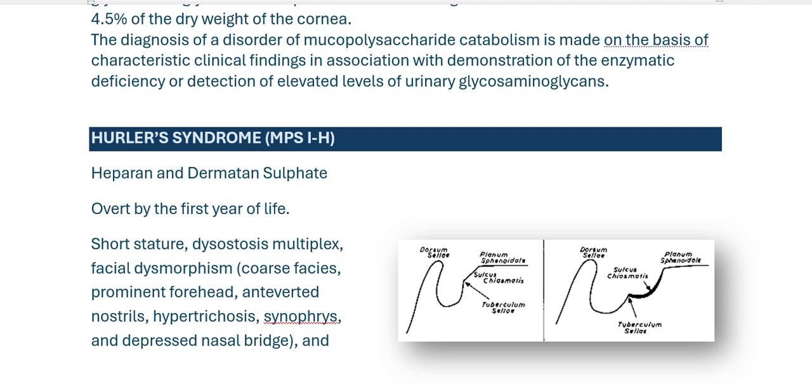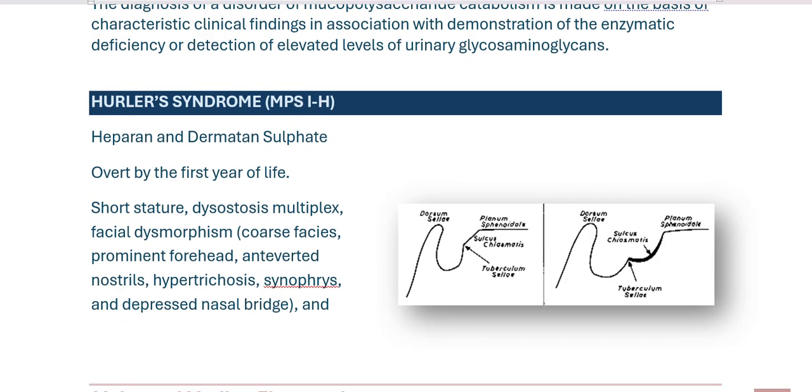Mucopolysaccharidosis can be classified broadly into two categories: the systemic variant and the localized variant. The systemic variant has many names: Hurler, Scheie, Sanfilippo. All these can come very easily in the exams and are very important.